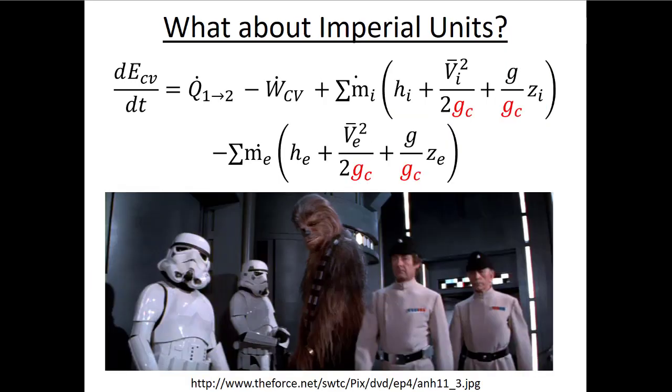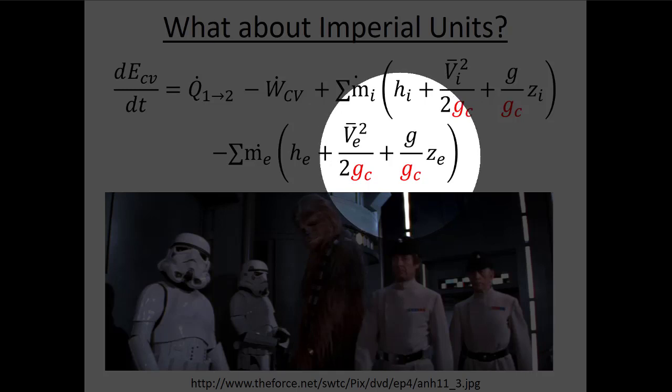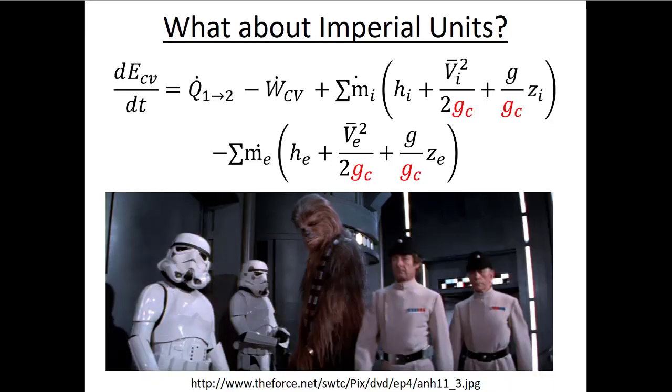Now, this equation becomes a little bit trickier if we're dealing with imperial units. These two terms, the potential energy and kinetic energy terms, are the ones that get more difficult in imperial units. Because first, if we just take the velocity squared divided by 2, we don't get the right quantity. We don't get energy per unit mass. Same thing with the potential energy term. So what we have to do is divide by gc for all of these terms.